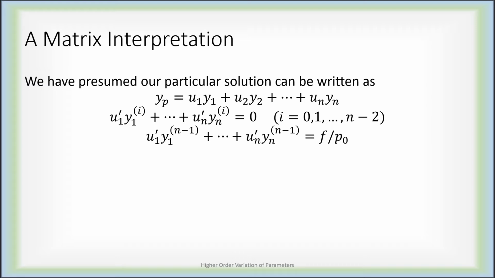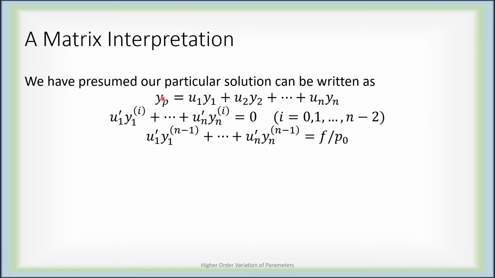So I know it's been a bit, but let's just make sure we're all on the same page. We've presumed our particular solution can be written like this. We made simplifying assumptions that the derivatives of u1, u2, and so forth times y1, y2, and so forth, either the original functions y, the first derivatives up to the n minus second derivatives, that this corresponding sum was always 0.